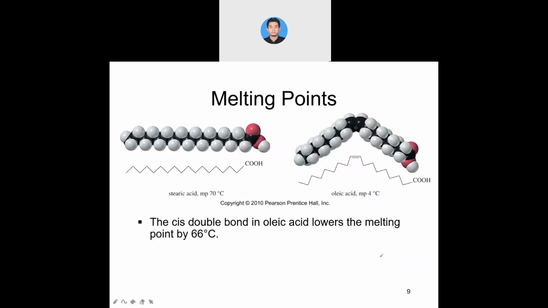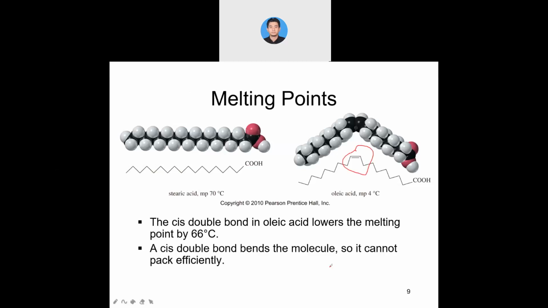Next, we look at the melting point. The cis double bond in oleic acid lowers the melting point because it contains a double bond. The double bond bends the molecule so it cannot pack efficiently. Basically, this is about the surface area. If it contains a double bond, the surface area will be smaller, so less van der Waals forces, that's why a lower melting point.